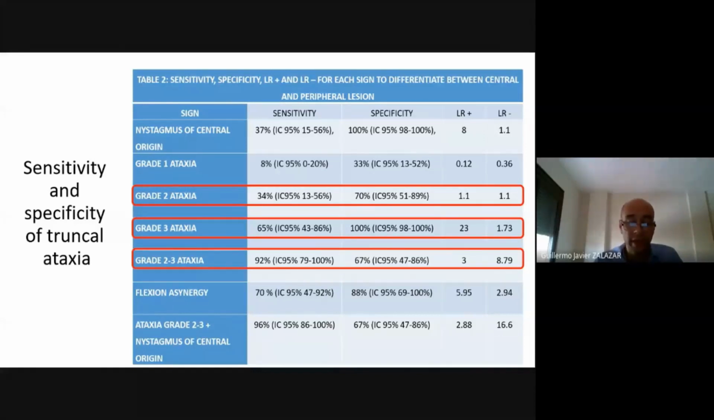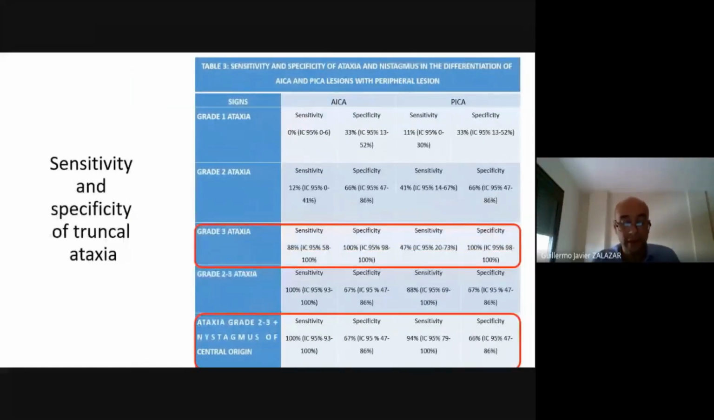We found that all patients with acute vestibular syndrome have some degree of ataxia, and that grade 3 ataxia always had a central origin. When we discriminated central lesions due to compromise of the anterior-inferior cerebellar artery from the posterior-inferior cerebellar artery, we found that severe ataxia, or grade 3 ataxia, is more frequent when the AICA is compromised, which can be explained by the compromise of the structures that intervene in the vestibular-cerebellar interaction.